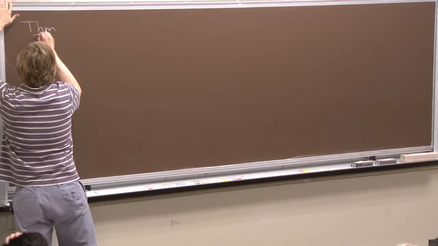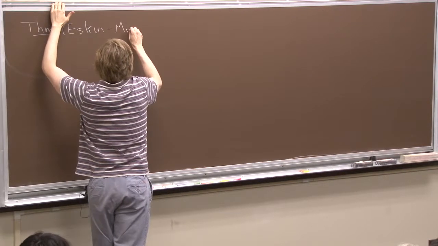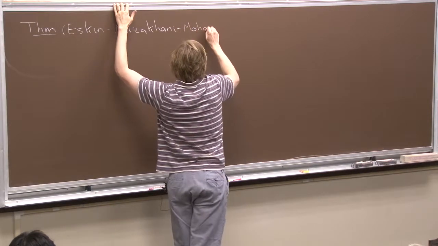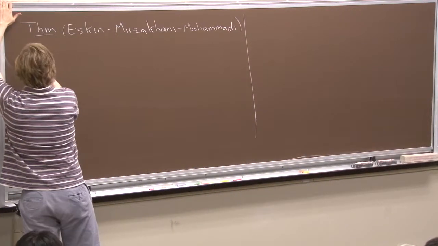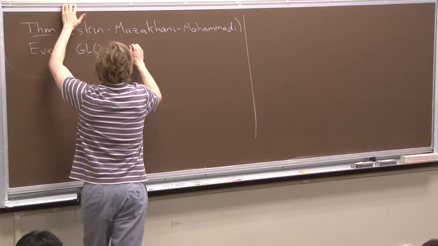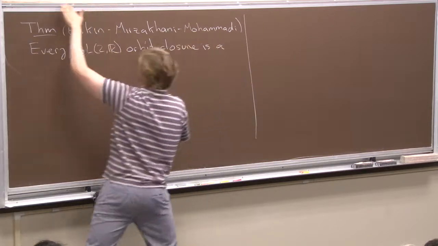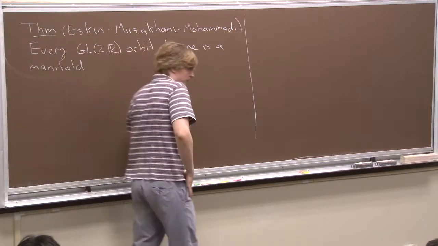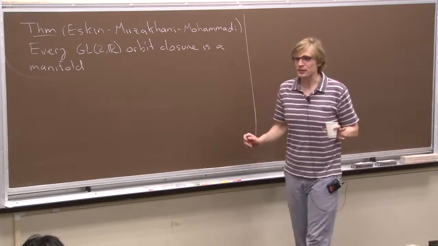Okay, so the recent big theorem in this subject, which is due to Alex Eskin, Maryam Mirzakhani, and Amir Mohammadi, says the following. Every GL2R orbit closure is a manifold. Okay, this is really amazing.